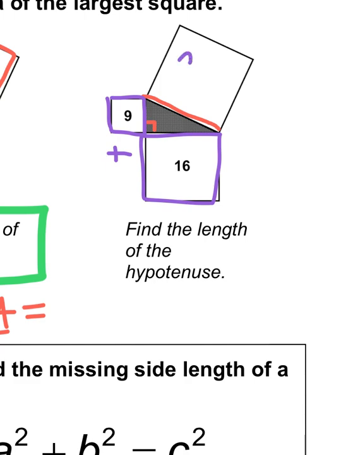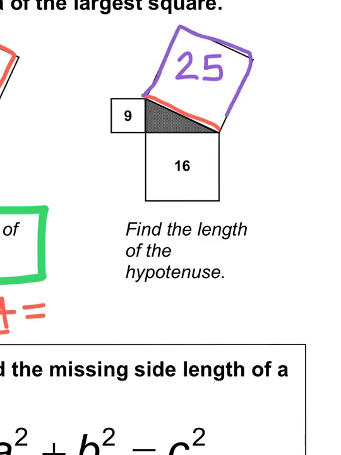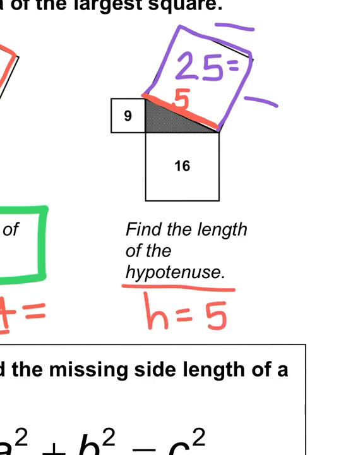9 plus 16 is 25. Now 25 is the area of this square, but we only want to find one side. What's this length, the hypotenuse? Well, to find the length of the hypotenuse, I want you to think backwards. A side times another side is equal to the area of 25. Well, what two numbers multiplied together equal 25? That would be 5. So 5 times 5 is 25. Therefore, the hypotenuse length is equal to 5 units.